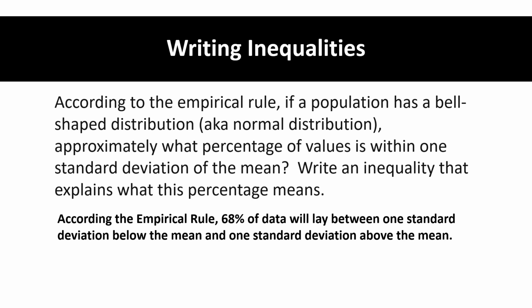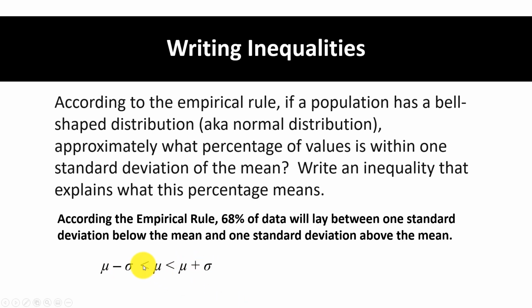Well, that means the lower limit would be the mean minus 1 standard deviation. The upper limit would be the value of the mean plus 1 standard deviation. Writing this in symbols, we could write it this way. The mean minus sigma is the lower limit. The upper limit would be the mean plus sigma.